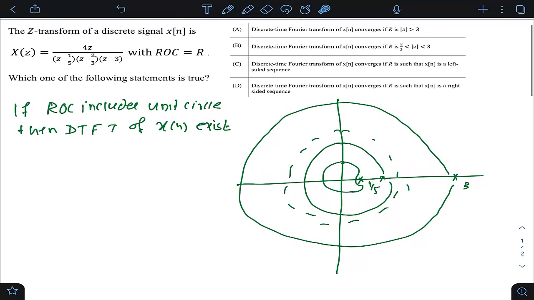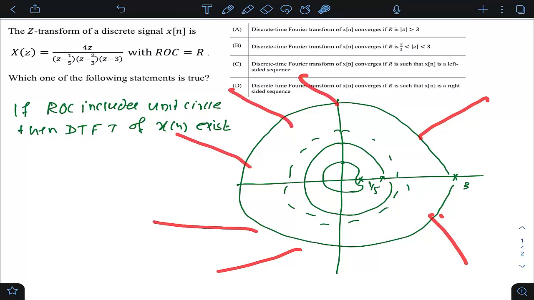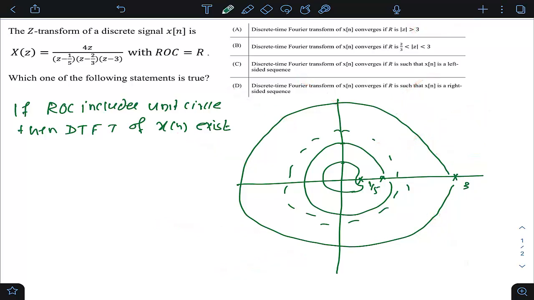First case, they are saying mod z greater than 3. So if mod z is greater than 3, this highlighted ROC, is it including the dotted circle, the unit circle? No. Because the ROC is not including the unit circle, if this ROC is selected, then the DTFT won't exist. So option A is definitely a false statement.